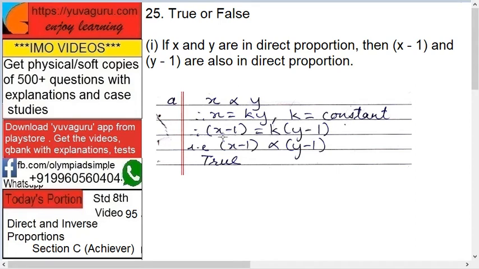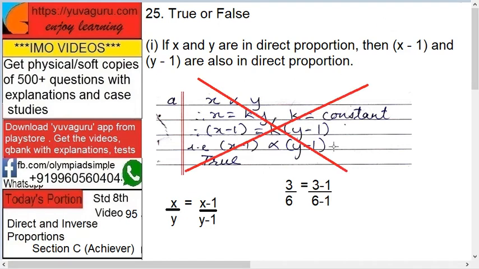So x minus 1 equals k into y minus 1. Means instead of x we'll write x minus 1, and instead of y we'll write y minus 1. So it will be x minus 1 equals k into y minus 1. It remains the same. So x minus 1 is directly proportional to y minus 1. So it's again direct proportion. Answer is true. Wait guys, I think this answer is wrong because it can't happen.